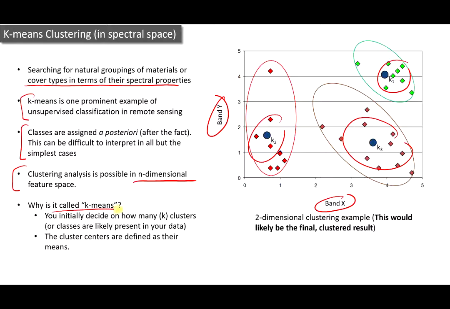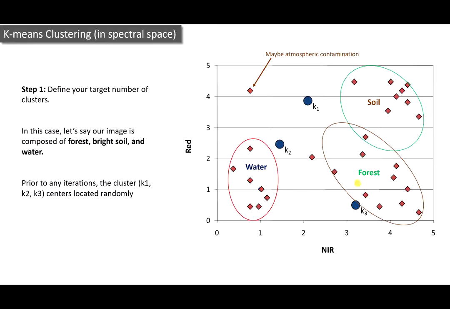So why is this algorithm called k-means? Because you decide initially how many, or k, clusters are likely present in your data, and the cluster centers are defined as the clusters' means. And so in this case, these are the Ks after clustering has happened. It's going to be easier to see once we run through the example. So let's just do that.